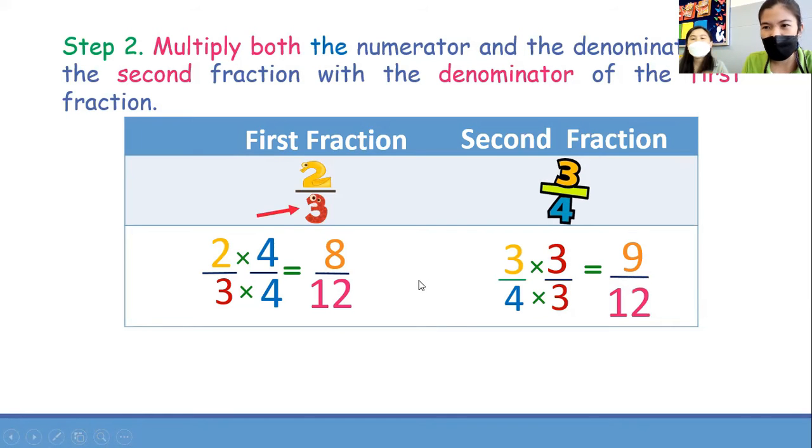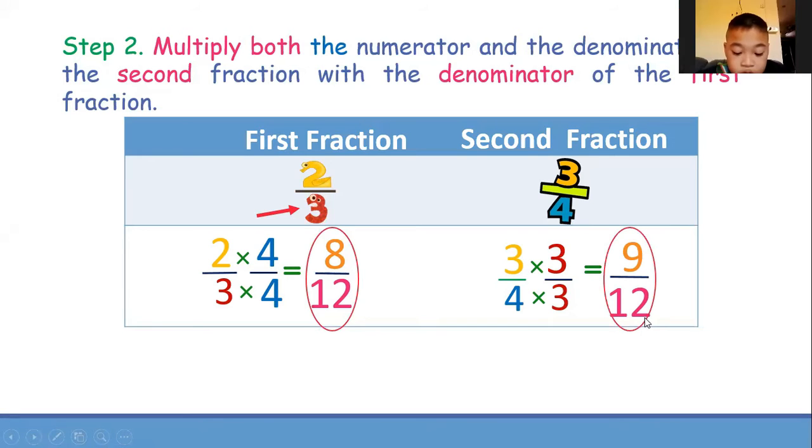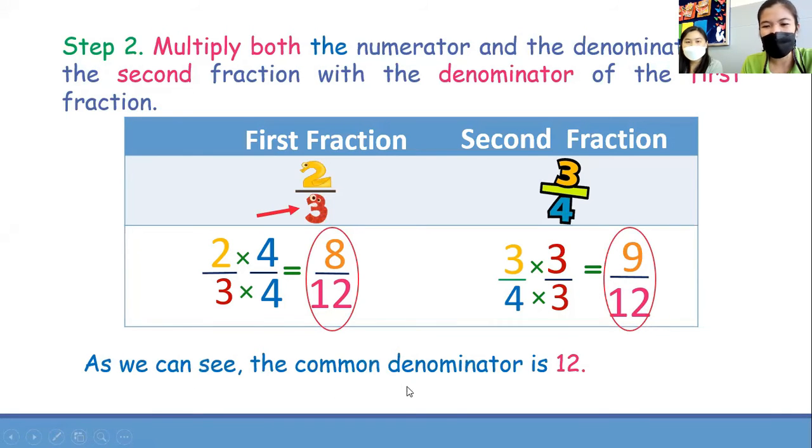Do we have the same denominator now? We have 8/12 and 9/12. Okay, do we have the same denominator now? Yes. So as we can see, the common denominator is 12. So this is how you are going to convert 2/3 and 3/4. Now it becomes 8/12 and 9/12.